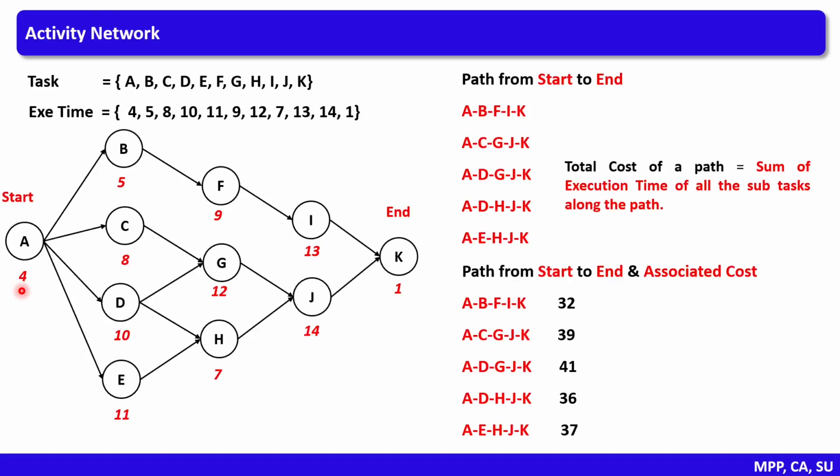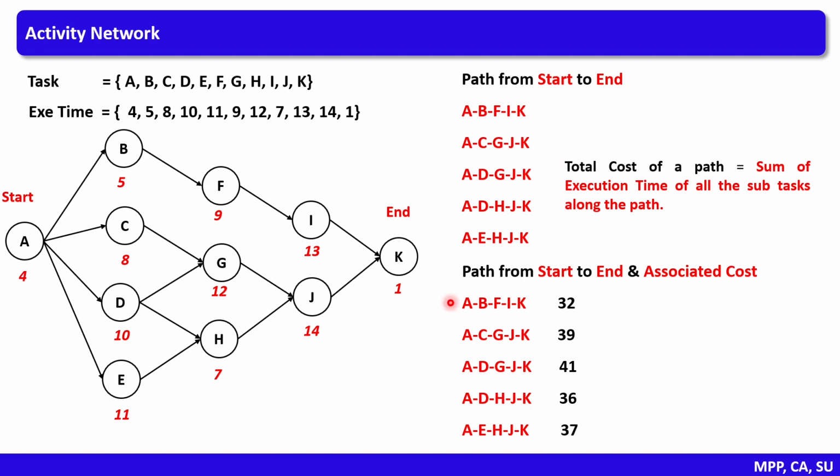Here, if you carefully observe the activity network, with each and every task in the activity network, we have associated an execution time. For example, with activity A, we have execution time 4. With the help of these execution times, we will try to estimate the total cost of a given path. Total cost of a path is estimated as sum of execution time of all the subtasks along the path.